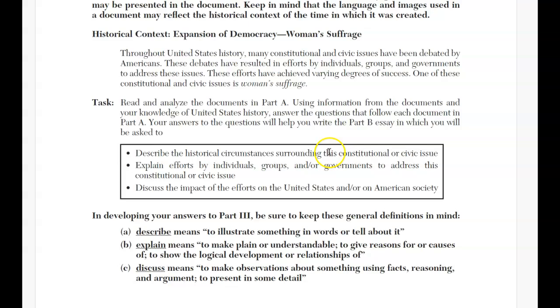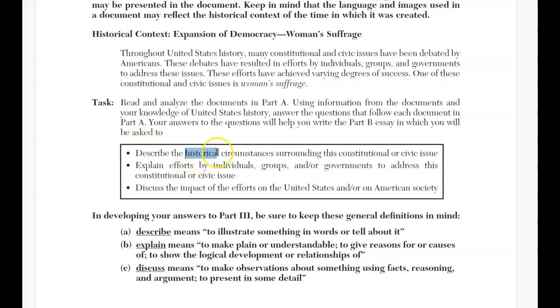Describe the historical circumstances surrounding this issue. Explain efforts by individuals, groups, and/or governments to address the issue, and discuss the impact of the efforts on the United States and American society. The question is always the same. They will give you documents. It could be about anything. It could be about any issue in American history. But they will always give you these three tasks.